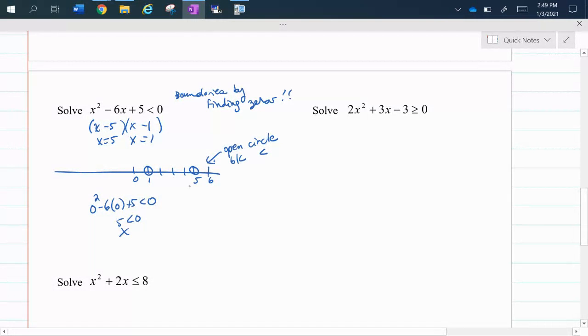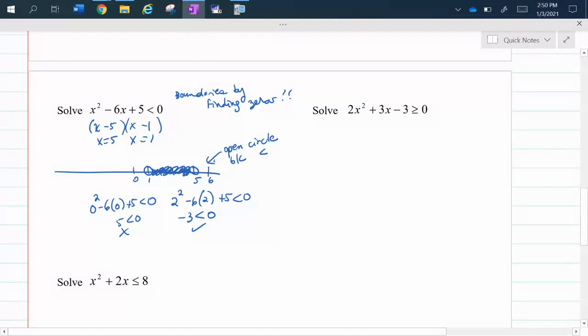And now I'm going to pick a number that's in between 1 and 5, like 2. So if I plug in 2 squared minus 6 times 2 plus 5 is less than 0. That's 4 minus 12 is -8. -8 plus 5 is -3. And -3 is less than 0. So since 2 is a solution, then everything in between 1 and 5 is also a solution. So I'm going to shade in between 1 and 5.